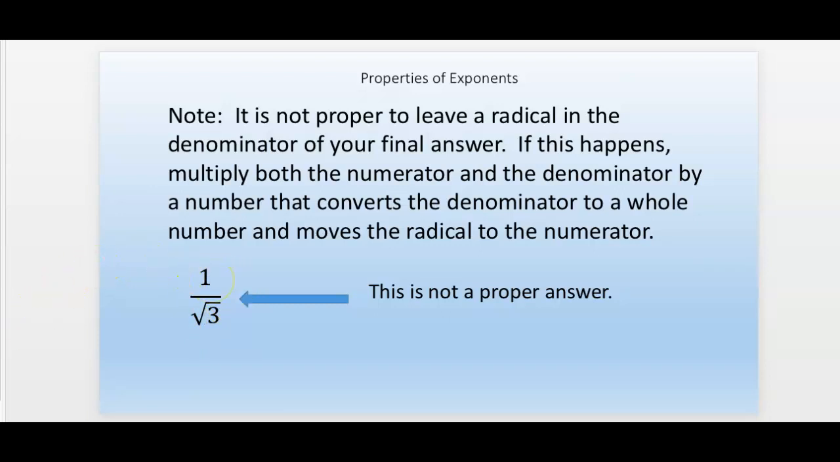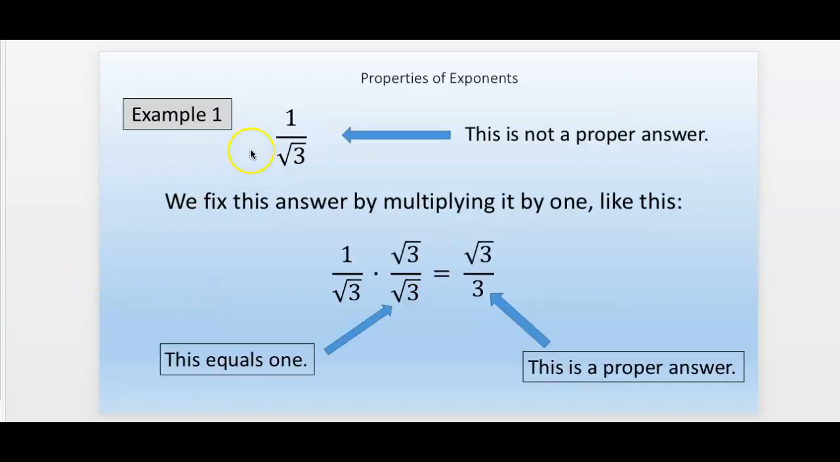Let me show you what I mean by that. Again, we have 1 over the square root of 3. All right, here it is. That's not proper. So how do we fix it? We multiply it times 1. This is 1 right here. Square root of 3 over square root of 3, that's 1. When you multiply a number times 1, you're not changing the numeric value of the number. We're just expressing it in a different form.